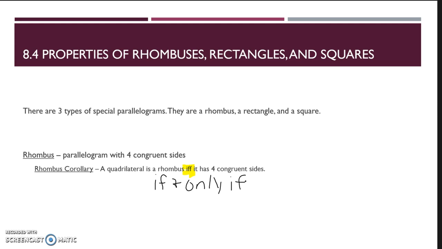So if some sort of parallelogram has four congruent sides, it has to be a rhombus. And I did include a picture of a rhombus in here as well, just in case you forgot what a rhombus looks like. It looks like a parallelogram tilted onto its side, and it does have those four congruent sides. So that would be what a rhombus looks like.